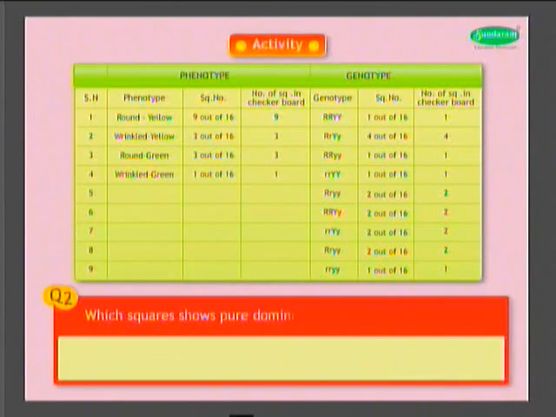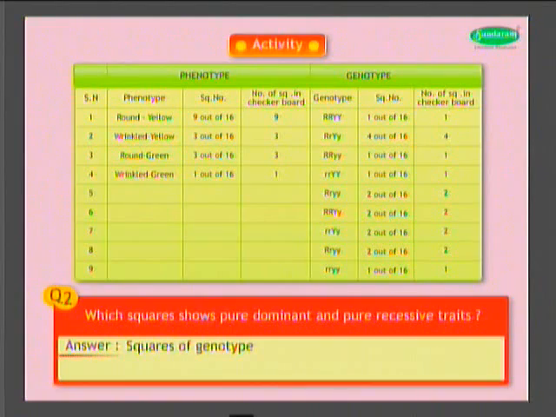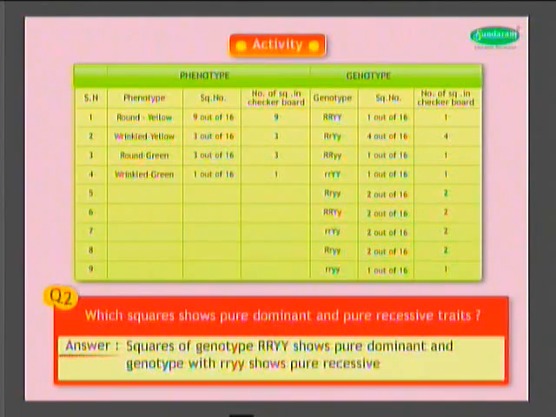Which squares show pure dominant and pure recessive traits? Answer. Squares of genotype RRYY shows pure dominant and genotype with RRYY shows pure recessive traits.